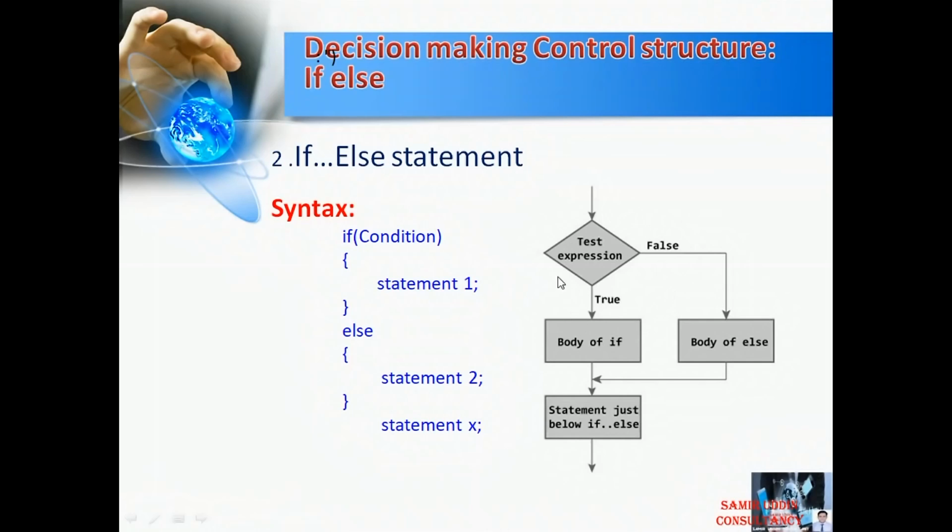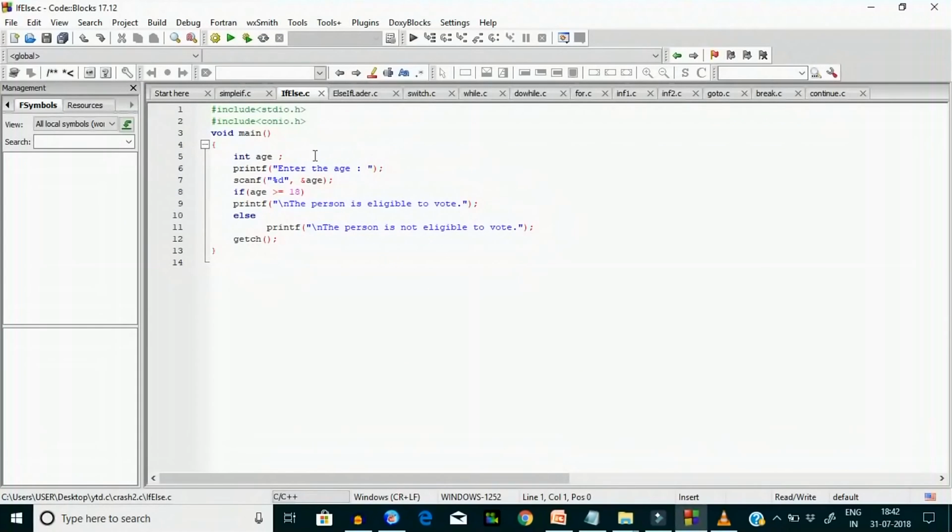If the test expression 1 is true, then the body of if will be executed. Otherwise, if the test expression 1 is false, then the body of the else statement will be executed. Then it terminates. So let's take an example to demonstrate how the if-else keyword works. This is the example of an if-else statement.